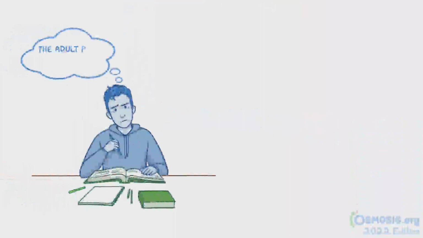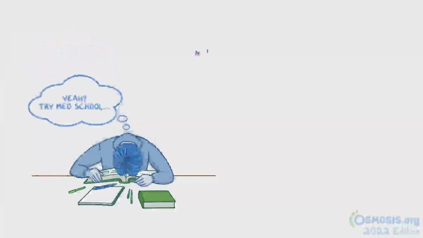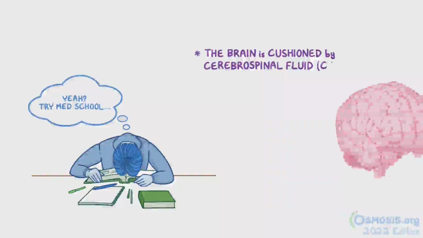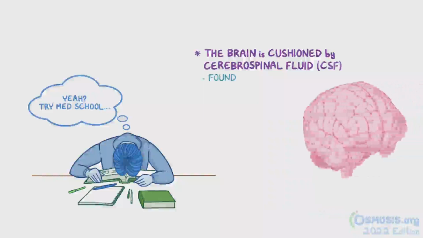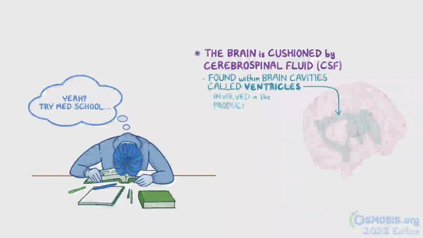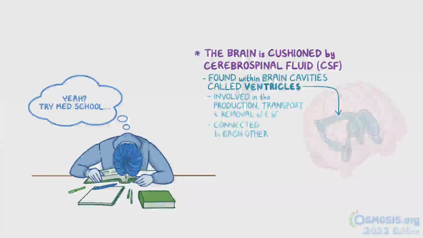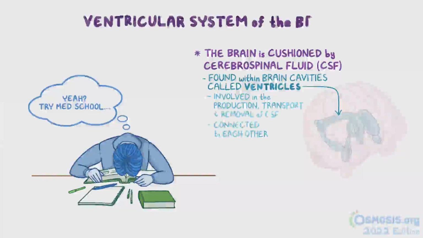An adult human brain weighs about 1.5 kilograms, but we don't really feel it weighing us down. That's because the brain is cushioned by cerebrospinal fluid, or CSF, which can be found within brain cavities called ventricles. These cavities are involved in the production, transport, and removal of CSF, and they are connected to each other. So as a whole, they are often referred to as the ventricular system of the brain.